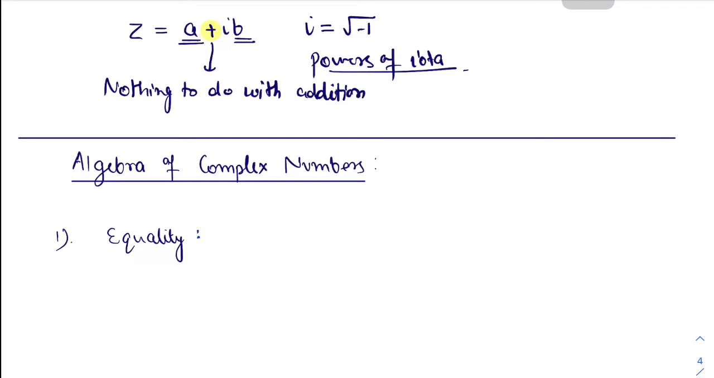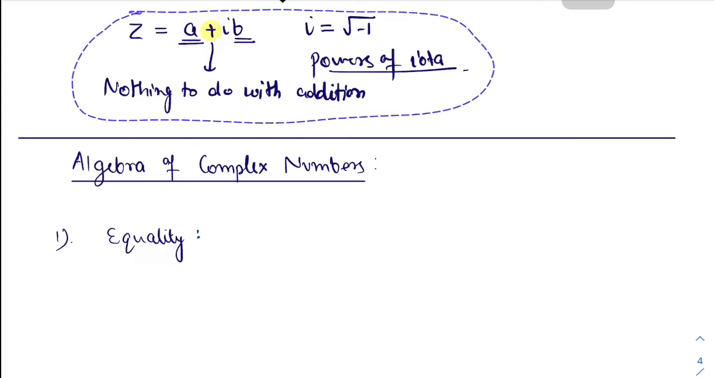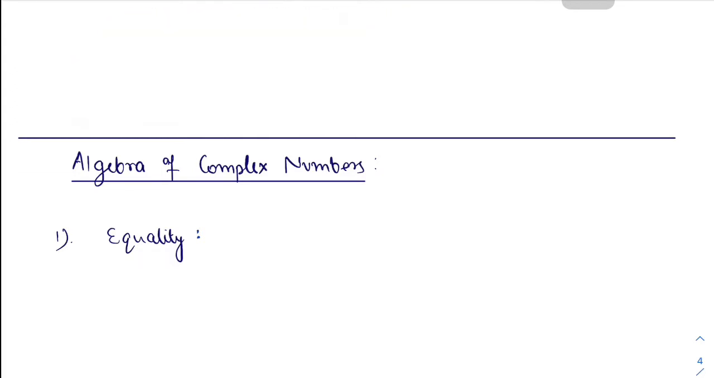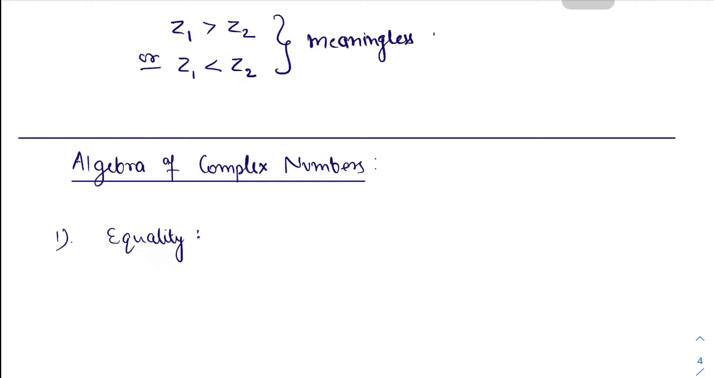Before talking about equality, let me tell you a very interesting fact, that one complex number cannot be greater than or less than another complex number. If somewhere something is written that complex number z1 is greater than complex number z2, or that z1 is less than complex number z2, these are completely meaningless statements.